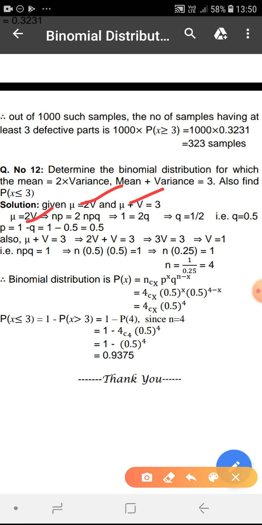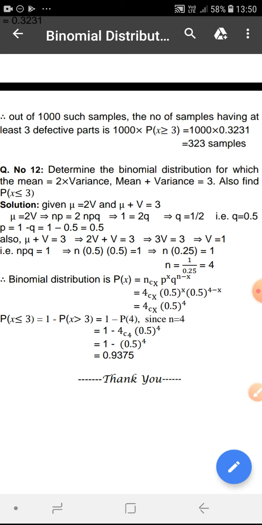Mu means, for binomial distribution, it is np, equal to 2 into v, where the variance is npq. np from both sides gets cancelled. So you get 1 as equal to 2q, or q is equal to 1 by 2. So q will be equal to 0.5. Q is 0.5, so p will be equal to 1 minus q. Similarly, p is 1 minus 0.5, or equal to 0.5. So we have p 0.5, q 0.5.